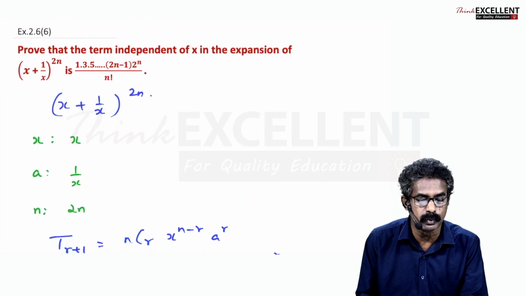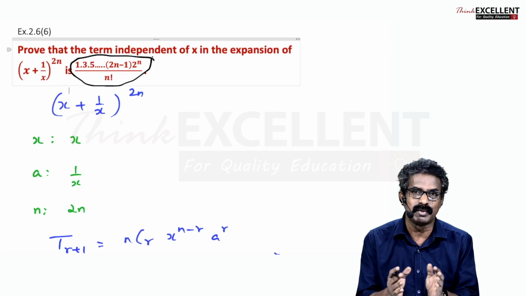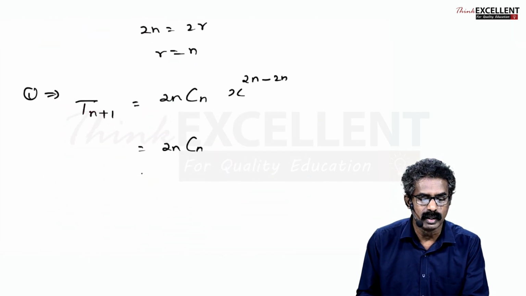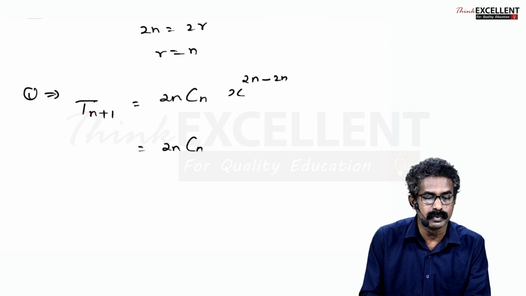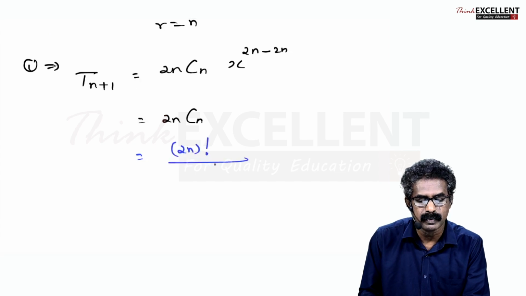But this is also a prove-that question. So 1 into 3 into 5, by seeing this itself, you should get the idea. It's a revision for you. So listen. You know, this is nCr type. So what is nCr? It is n factorial by r factorial into n minus r factorial. This is our n, and this is our r.